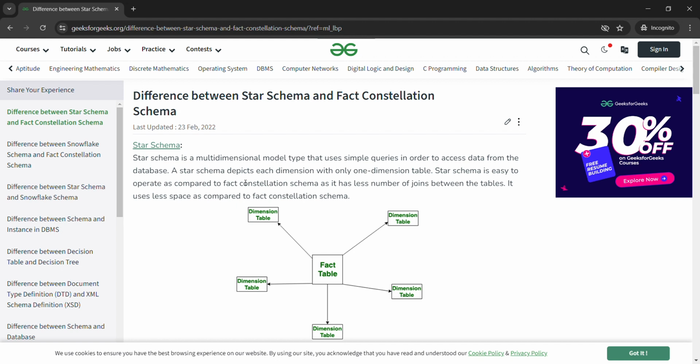A star schema depicts each dimension with only one dimension table. Star schema is easy to operate as compared to fact constellation schema as it has fewer joins between the tables. It uses less space as compared to fact constellation schema.